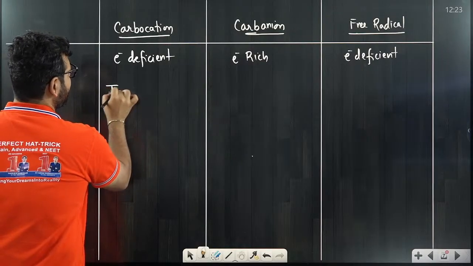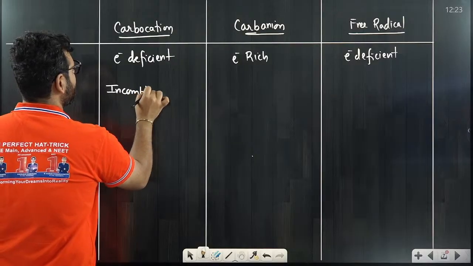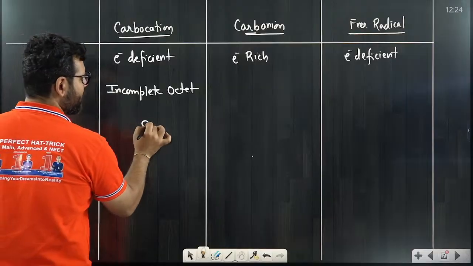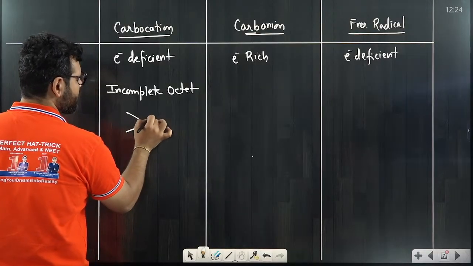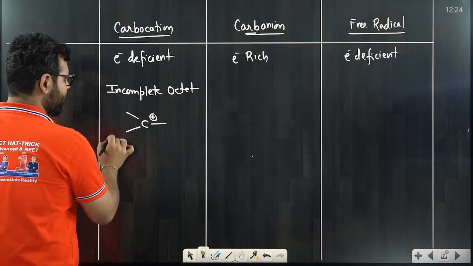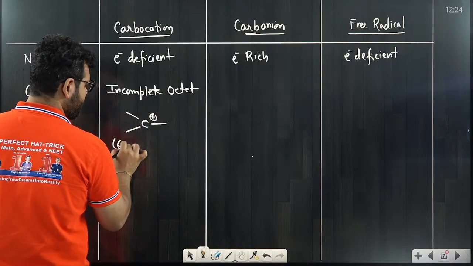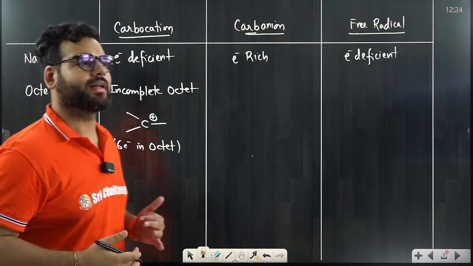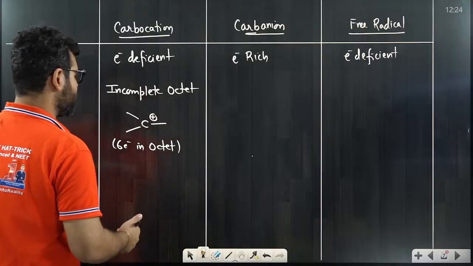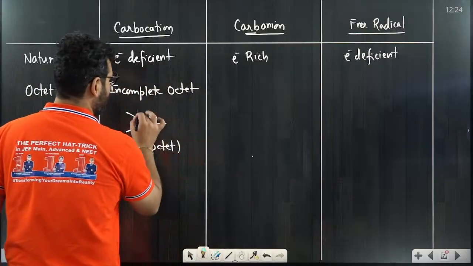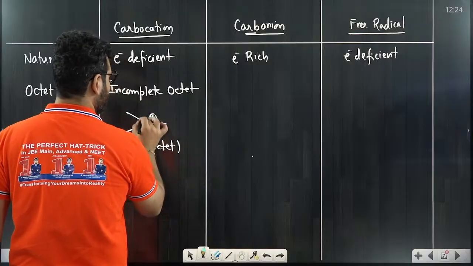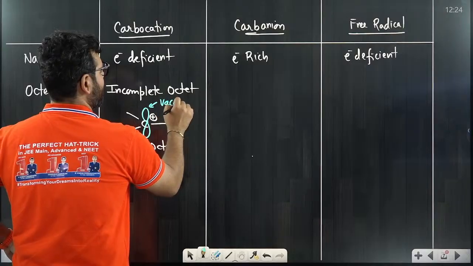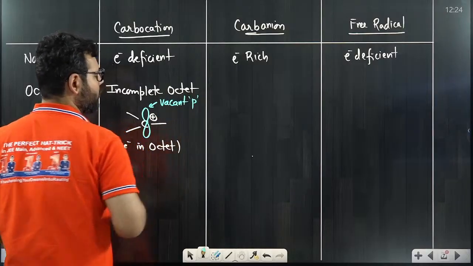Carbocation has an incomplete octet, meaning only 6 electrons are there in the valence shell of carbon. It has carbon with 3 bonds and a positive charge. Octet means the valence shell we are talking about. So this carries an empty p orbital, so it is electron deficient in nature. Vacant p orbital is present.